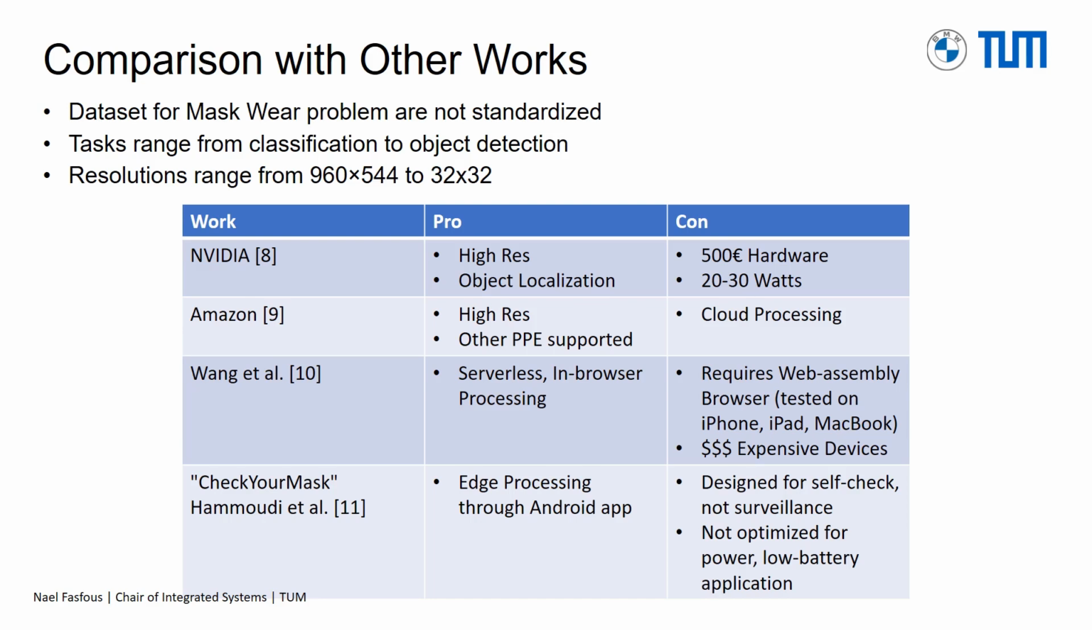Amazon more generally classifies many types of protective gear being worn by the subject. However, their approach involves cloud processing. Wang et al. develops a serverless in-browser processing technique. However, this requires a WebAssembly browser, which is typically more expensive and inefficient on cheap embedded devices. Finally, the Check Your Mask app informs the user about their mask by taking a selfie. Here again, the app is designed to run on standard Android devices where low power and continuous surveillance is not the target of the application.